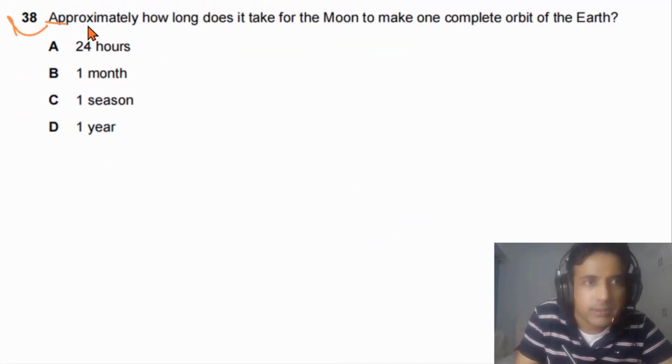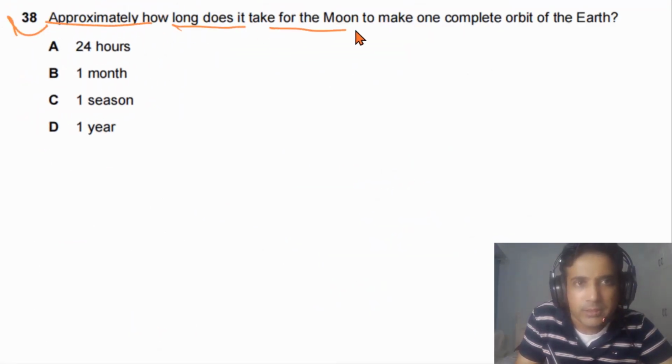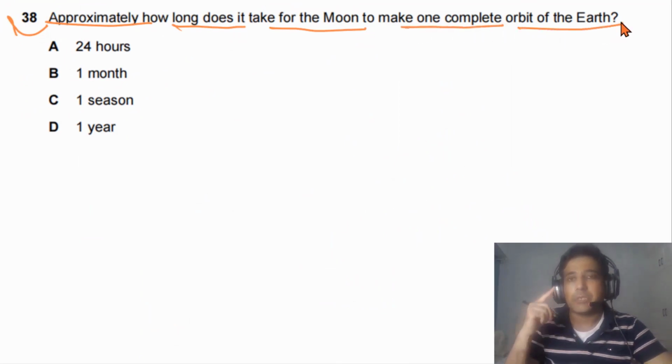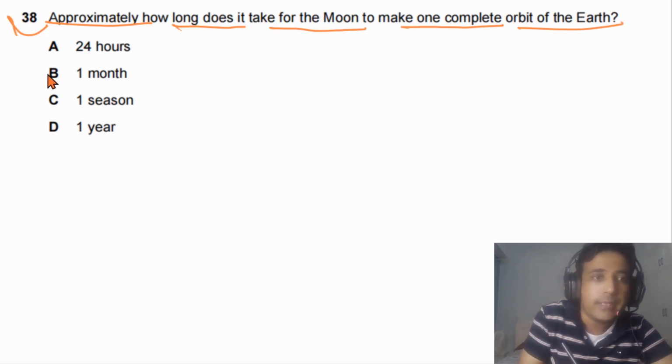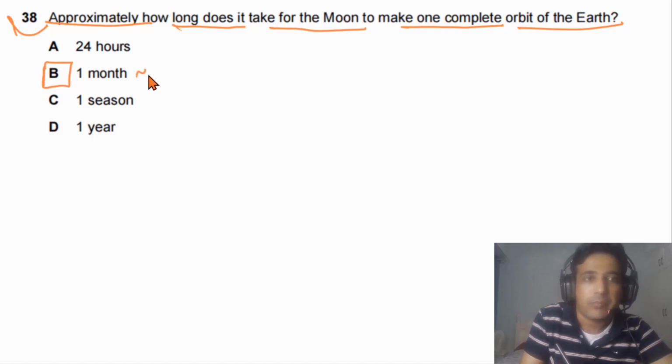Question 28 says, approximately how long does it take for the moon to make one complete orbit of the earth? Means time taken for the moon to complete one cycle around our planet, and that time is equal to 1 month, or simply you can say about 29 days. So the answer for this question is B.